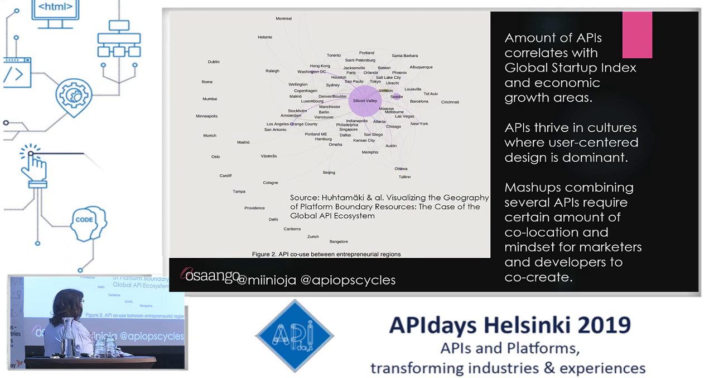What the heck does that have to do with APIs? But it does, because mashups combining several APIs require a certain amount of co-location and mindset from marketers and developers to co-create. Marketers, people, marketers.